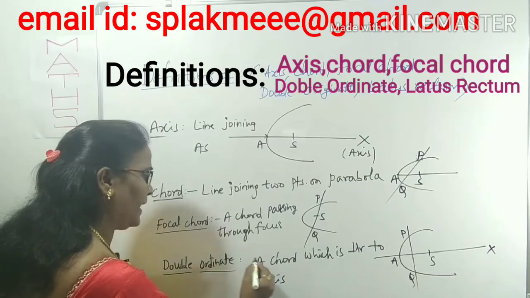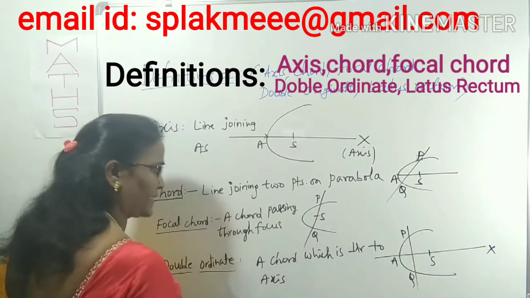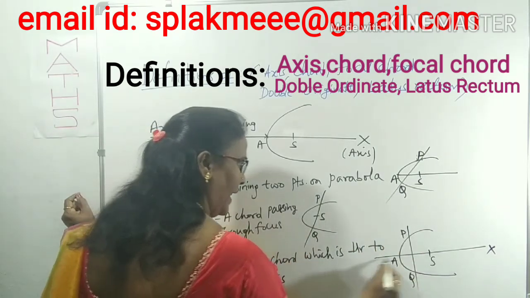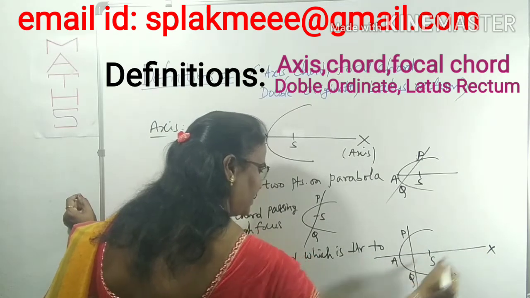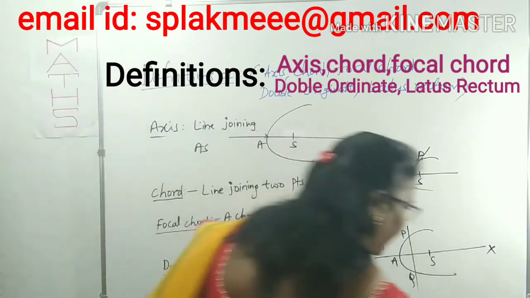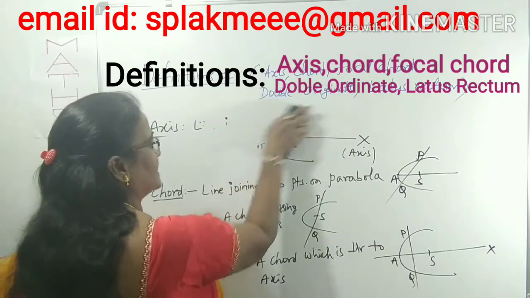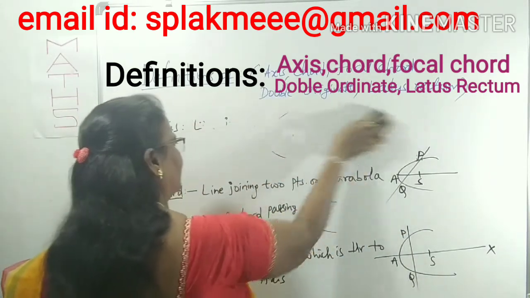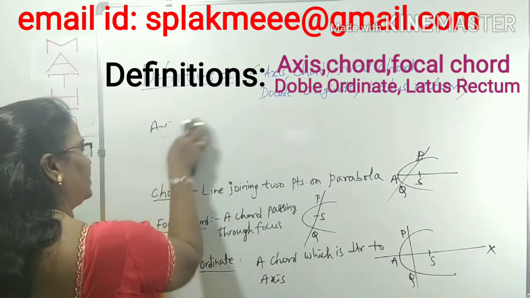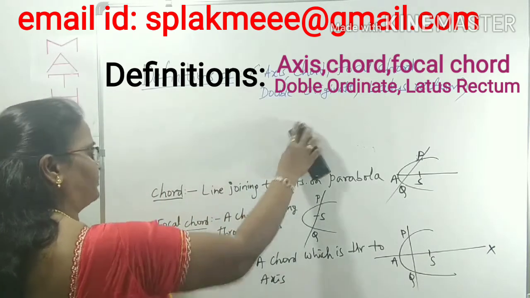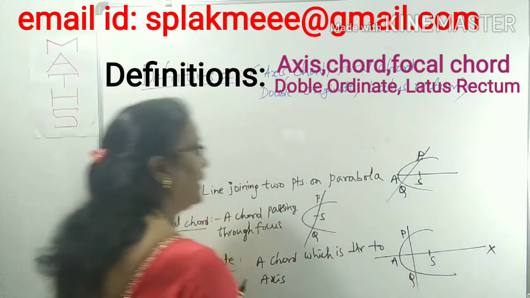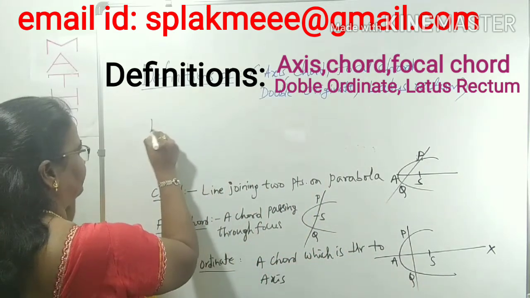What is a double ordinate? A chord which is perpendicular to the axis. This is perpendicular to the axis. This is a chord as well as perpendicular to the axis, called a double ordinate. Now the last very important one, that is simply latus rectum. That is very important throughout conic sections. Now come to the latus rectum.